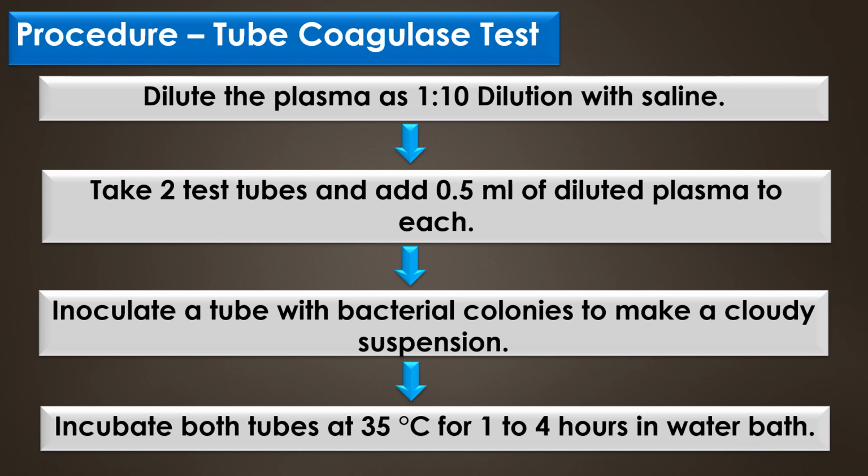Procedure for tube coagulase test. Dilute the plasma 1:10 with saline and take 2 test tubes and add 0.5 ml of diluted plasma to each. Then inoculate one tube with bacterial colonies to make a cloudy suspension. Alternatively, add about 5 drops of thick 18 to 24 hour broth culture. After inoculation, incubate both tubes at 35 degrees Celsius for 1 to 4 hours in a water bath. Afterwards, examine both tubes for presence or absence of clots.